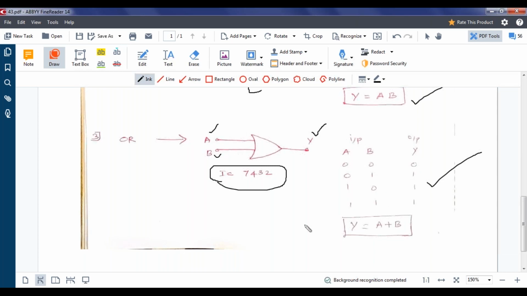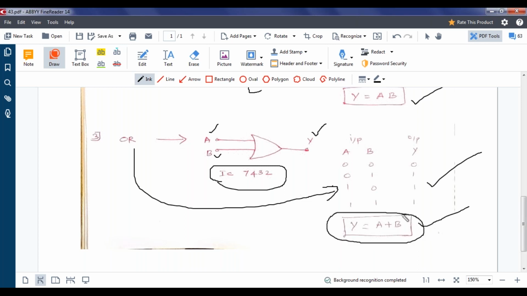This is the logic, I mean, this is the truth table of your OR gate. If any one of the inputs is high, you will get high output, isn't it? This is the logic of your OR gate. If any one input is high, the output will be high. Capital Y equals A plus B. This is the algebraic expression of your OR gate.